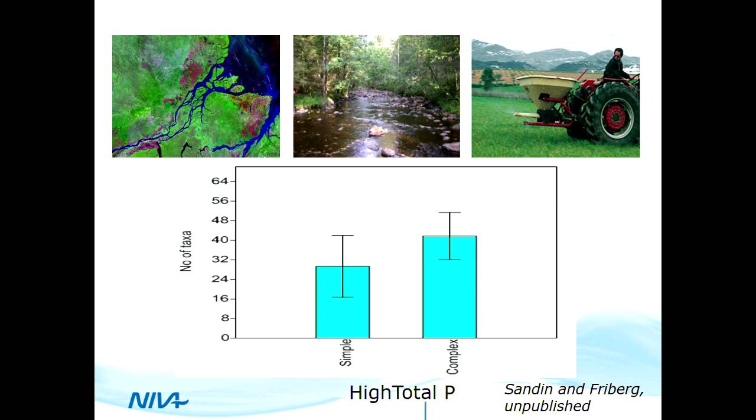Also, we know that stressors interact. This is from another study. We have the number of taxa, again macroinvertebrates, and we have simple and complex channel forms, and both of them have very high levels of total phosphorus. We see that in general we get more taxa in the complex channels compared to the simple channels. So there's a clear interaction between the physical environment and chemical pollution, in this case eutrophication.